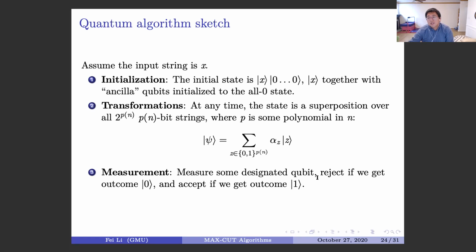So you could measure it, right? You reject it if you get 0, accept it if you get 1. This is for a decision problem. But for an optimization problem, you could define your own rule for whether you accept or reject the value whenever you measure. And after the measurement, you no longer have the superposition of those qubits. So these are the 3 steps in designing a quantum algorithm.